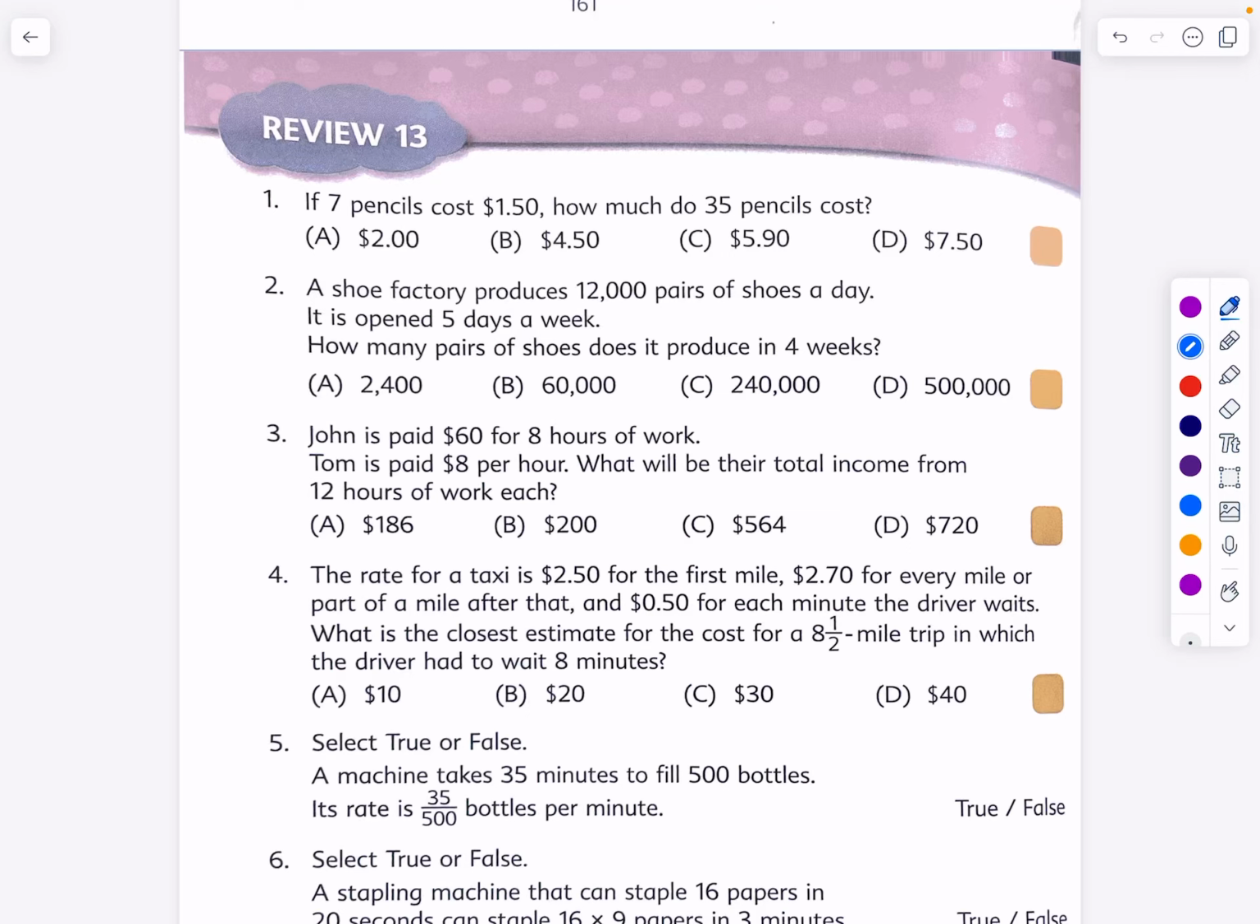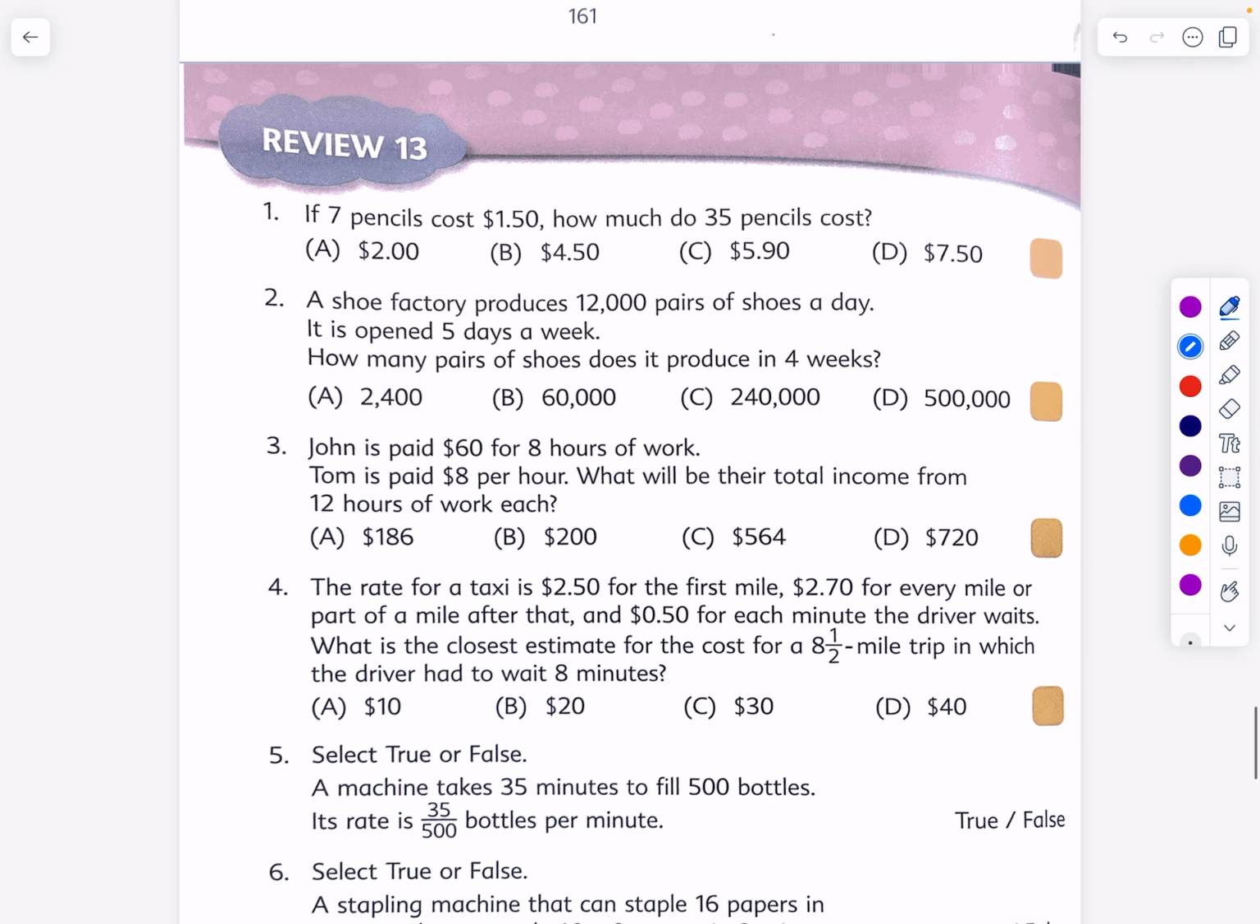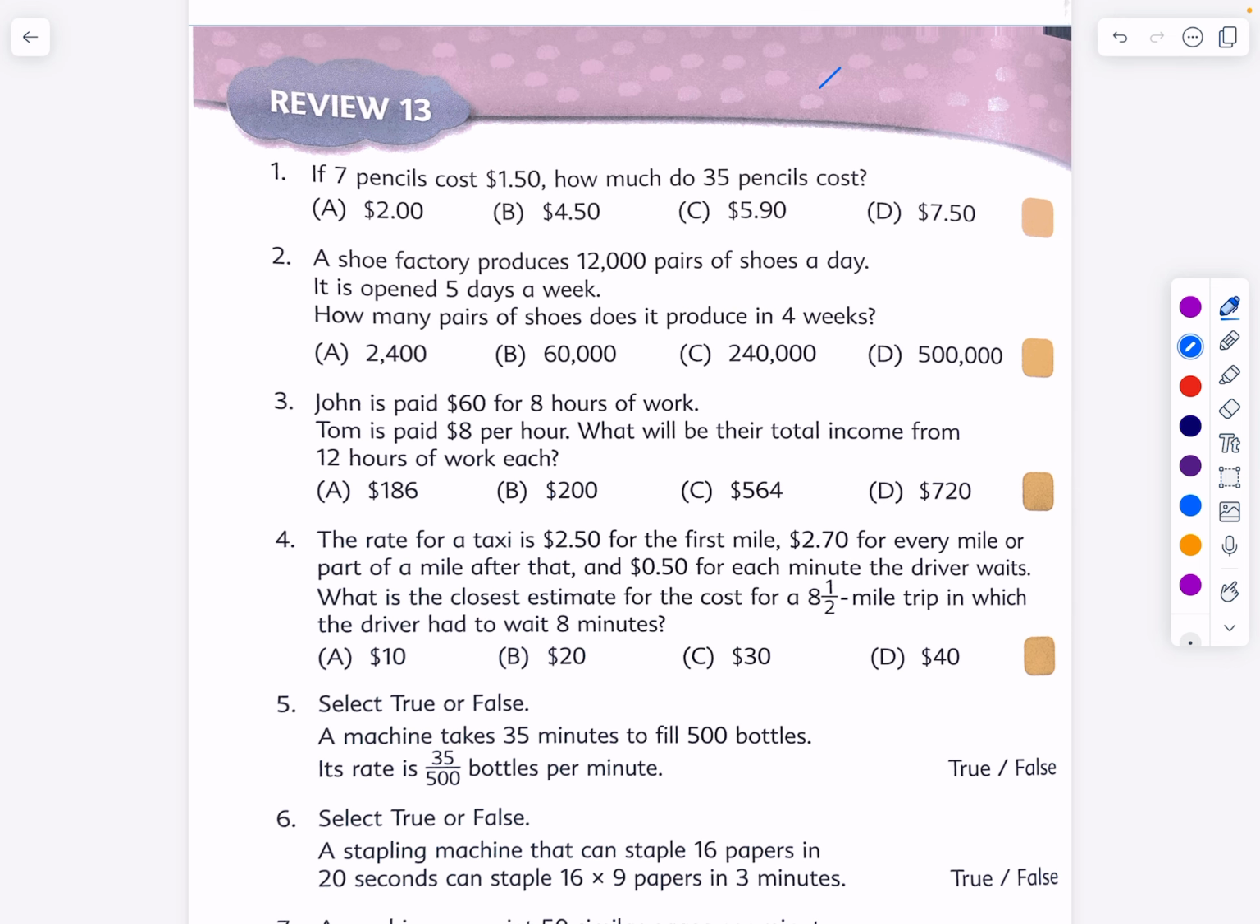We continue to learn about ratios, and we're going to look at more examples, more word problems. We are on review 13, page 162. Okay, the first problem. If seven pencils cost $1.50, how much do 35 pencils cost?